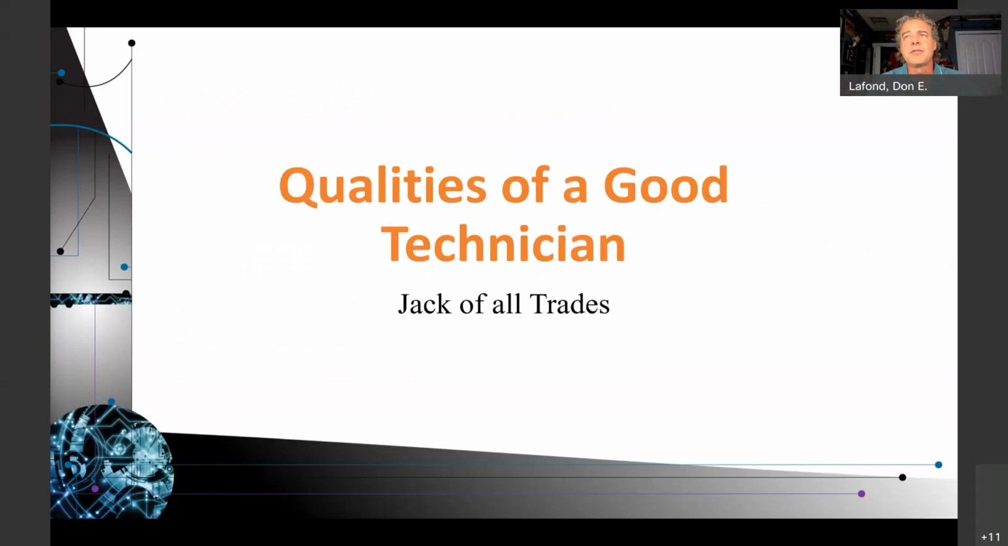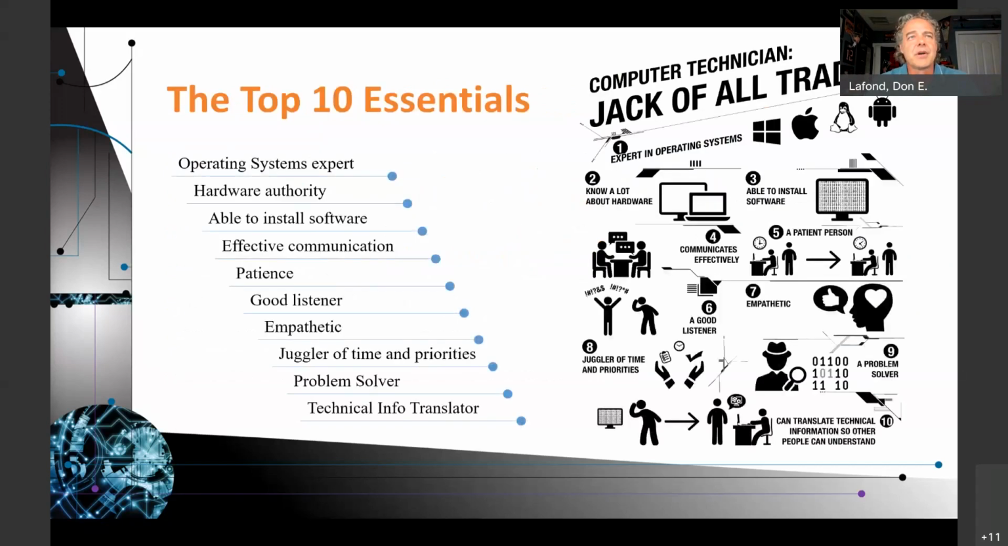So be a jack of all trades, but remember, you're going to focus on whatever topic you're currently in. But in order to be a 10, if you think about it, you need to be an operating systems expert. You need to be great at hardware. You need to be able to install and operate software. You need to be able to talk to people. You need to be patient, listening to the entire problem. You need to be empathetic and care about the person that you're helping. You need to be able to juggle time and priorities, right?